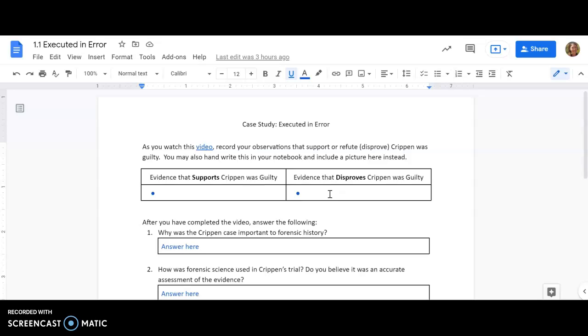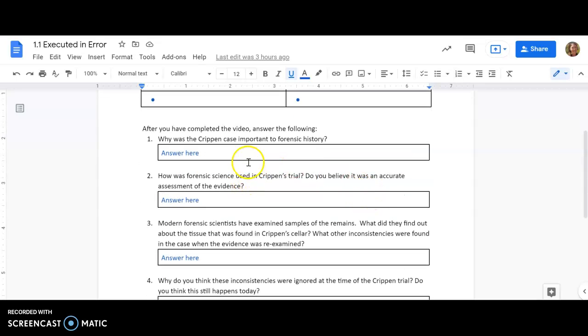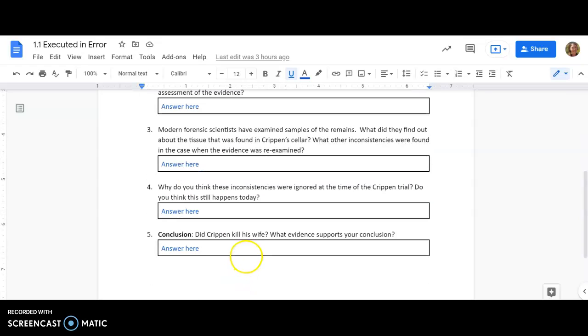And that is your skill as a forensic investigator, is to determine what conclusion these pieces of evidence point to. So that's as you go along the video. After you finish the video, then you're going to answer these questions.